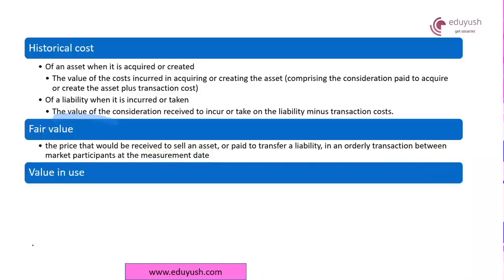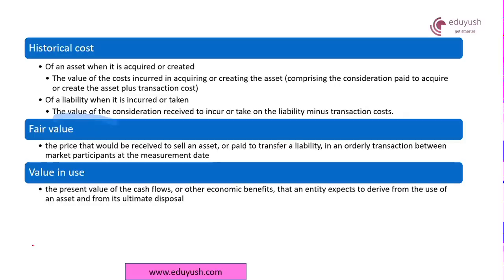Next concept is called value in use. It's a present value of the cash flows or other economic benefits an entity expects to derive from an asset and from its ultimate disposal.